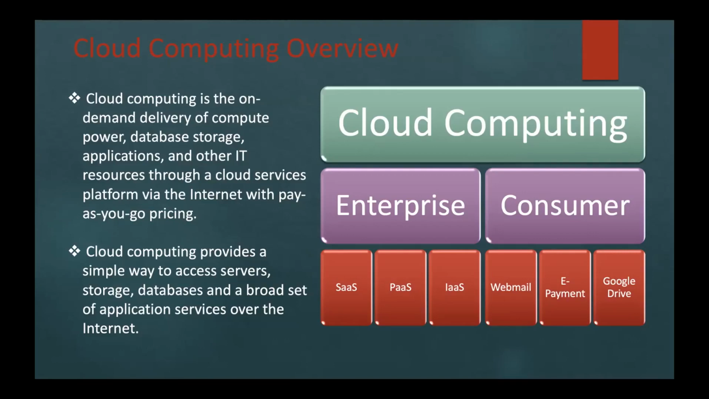As you see in this image, cloud computing is divided into two parts. One is the enterprise level, and the second is the consumer level. If we talk about the enterprise, there are three models to it. One is SaaS, which is called software as a service. The second is PaaS, which is called platform as a service. The third is IaaS, which is called infrastructure as a service.